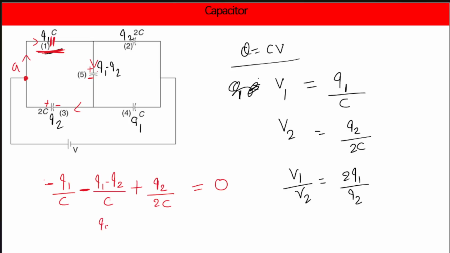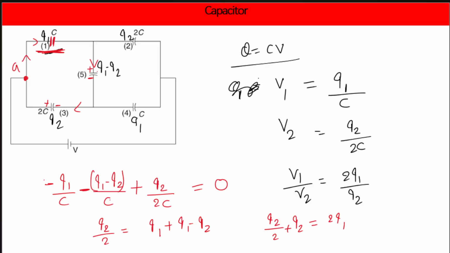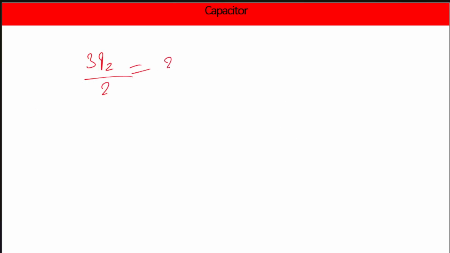And now Q2 by 2 is equal to how much? Sorry, यहाँ पे bracket ले लो आप, ठीक है? So Q1 plus Q1 minus Q2. And this is going to give you how much? I mean Q2 by 2 plus Q2 is equal to 2Q1. So this is equal to how much? 3Q2 by 2. So चलो next page में लिखते हैं, 3Q2 by 2 is equal to how much? This is equal to 2Q1, right?